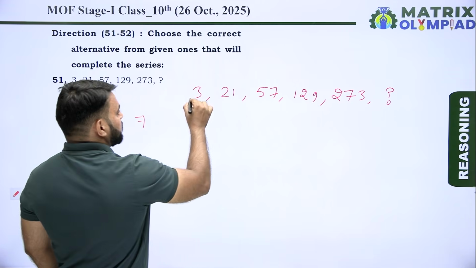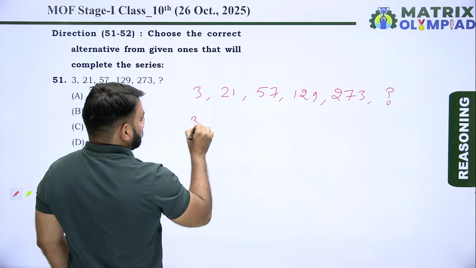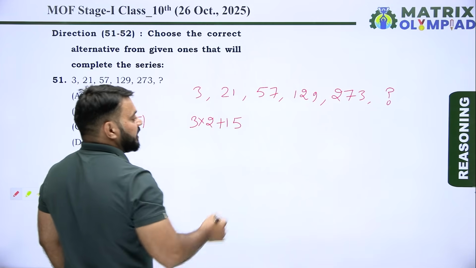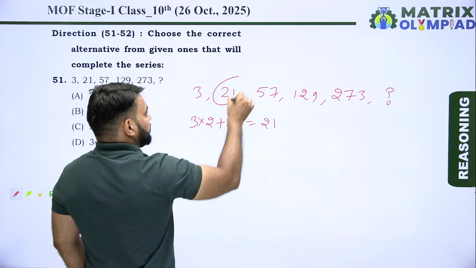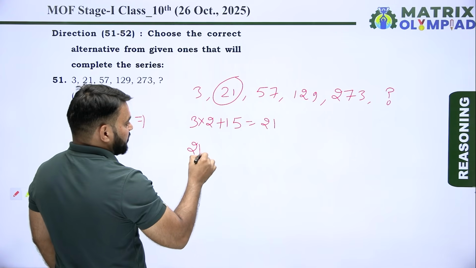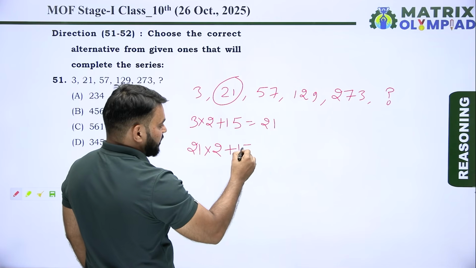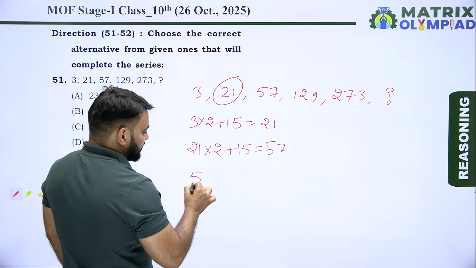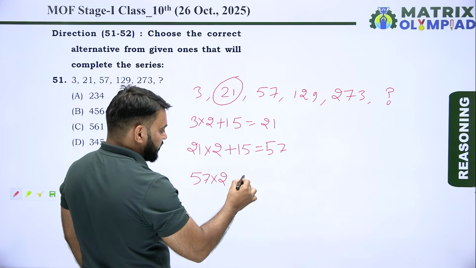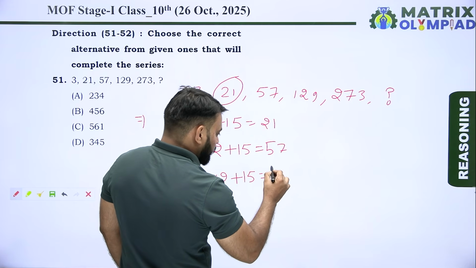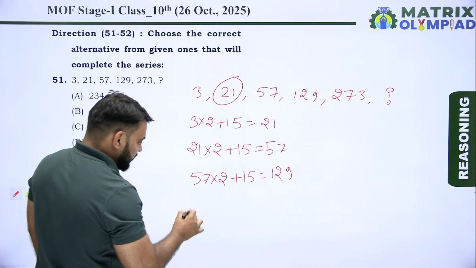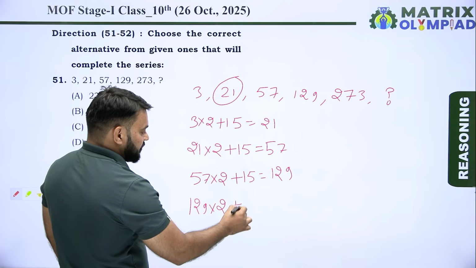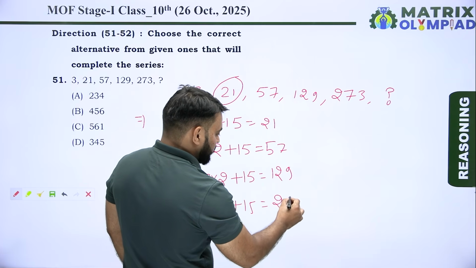So pattern find करेंगे, 3 to 21. It means 3 multiplied by 2 plus 15. 3 multiplied by 2 is 6, plus 15 is 21. Then we get the next term. Now 21 multiplied by 2 is 42, plus 15 is 57. Similarly 57 multiplied by 2 is 114, plus 15 is 129. Similarly 129 multiplied by 2 is 258, plus 15 is 273.